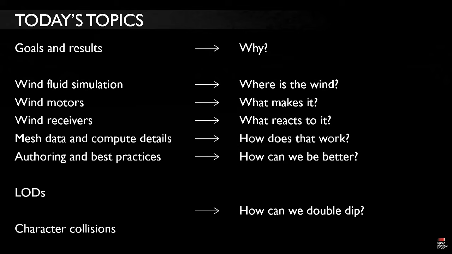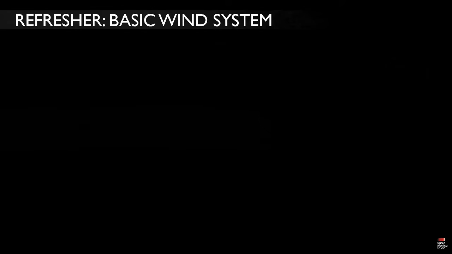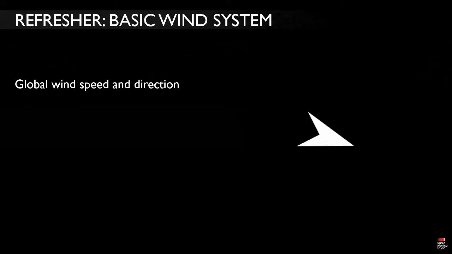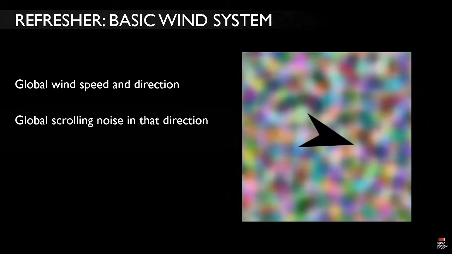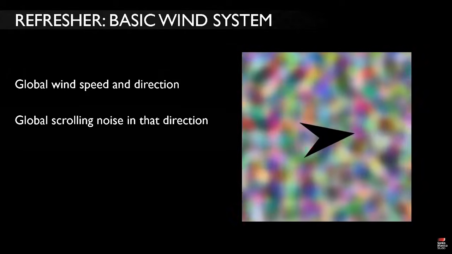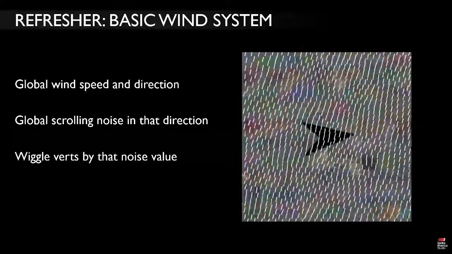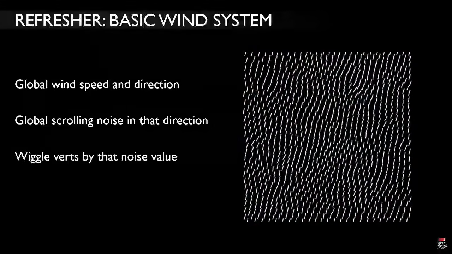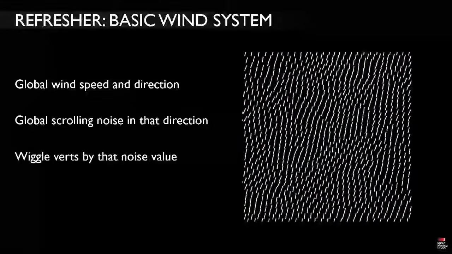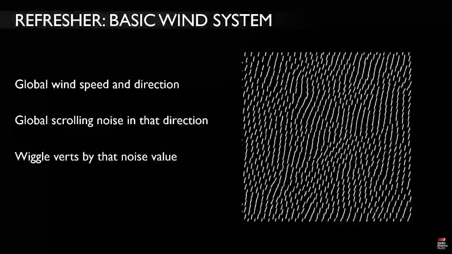First, let's get our bearings and talk about the current state of the art. In a basic wind system, you have a wind direction and speed. Maybe it changes if you maintain state and accumulate texture movement. You have a noise texture or a procedural function that scrolls with the wind. And then you move mesh vertices as the noise scrolls past. And that's it, you're done. You've got yourself a working wind system. Go ahead and ship it.